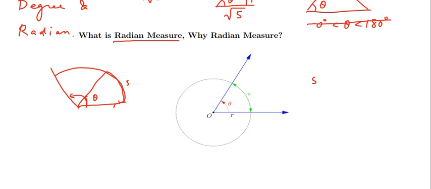But this is also related to this R, right? So we just use S over R to measure the angle. So if this is big, then this angle is big, right? So we just use this number. We denote this number as theta. We use this to measure the angle. So this is a radian. Okay, so this is just a radian.